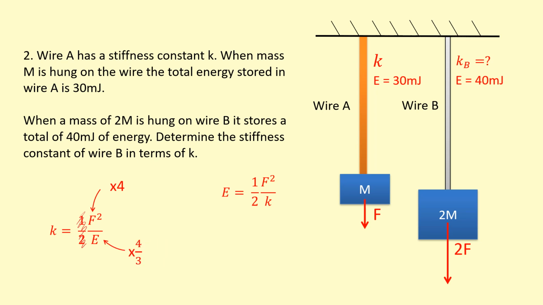That 4/3 is at the bottom of the equation. So overall it is 4 times. What I've done here is I've flipped over the 4 over 3 to become 3 over 4 so that I can multiply it with this. And that gives me times 3. So the stiffness constant of this second wire, wire B, is 3k.